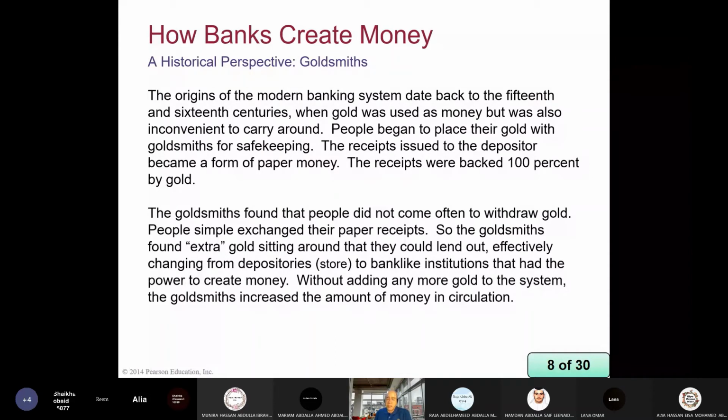If I assume I'm the goldsmith, I'm going to lend Alia 10 grams of gold. I will give her a receipt of 10 grams of gold. Alia purchased something from Ahmed Muhammad and she paid with the receipt. Ahmed Muhammad came back to me and asked me for gold. Already I have much gold with me, so I can pay. I can return 10 grams to Ahmed Muhammad. So now the goldsmith turns to be bank-like, something similar to a commercial bank.